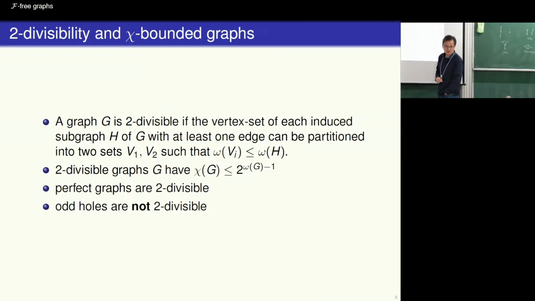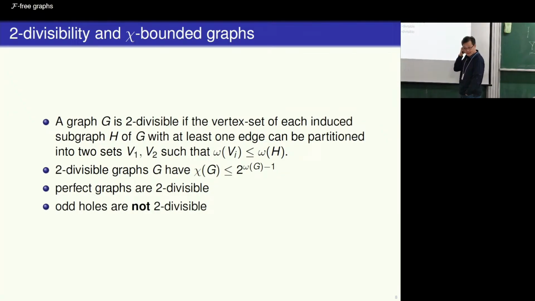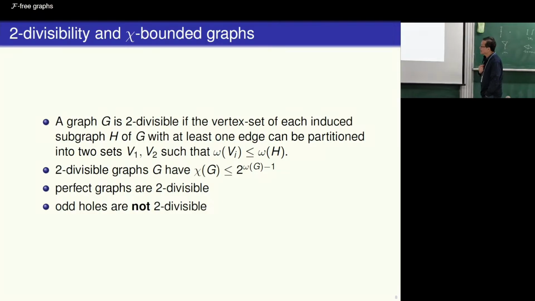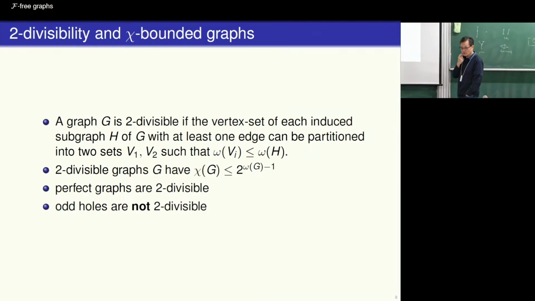Then perfect graphs are 2D divisible. Odd holes are not 2D divisible. So think about the C5. You cannot divide it into 2 parts where each part is a stable set. Why? Because in the C5, the largest clique is an edge, right? And if you can divide the C5 into two parts where each part has no edge, that means the thing is two colorable. But you see the example that the C5 is not two colorable, right?